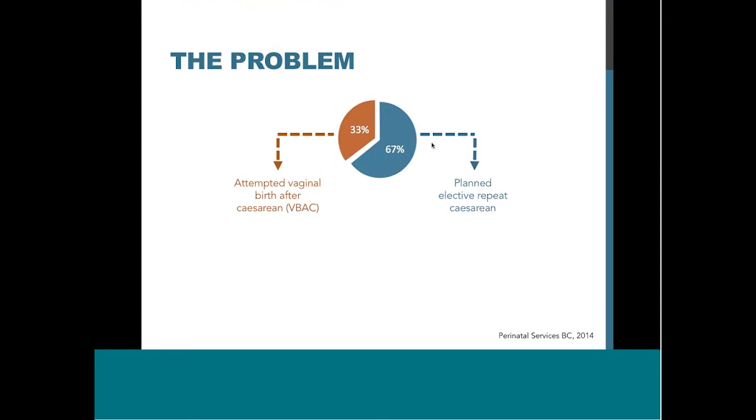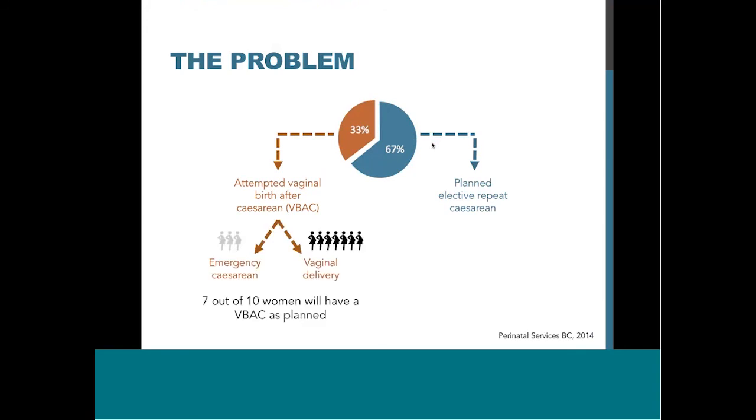So of women in British Columbia who are eligible to have an attempted vaginal birth after cesarean section, only one third take up that option, and two thirds plan an elective repeat cesarean section. Of those who attempt a VBAC, 7 out of 10 will have that VBAC as planned, and the remaining 3 out of 10 will have an unplanned cesarean section.